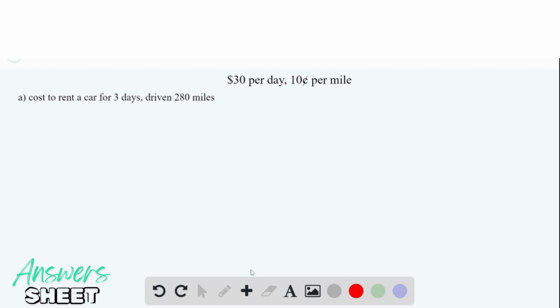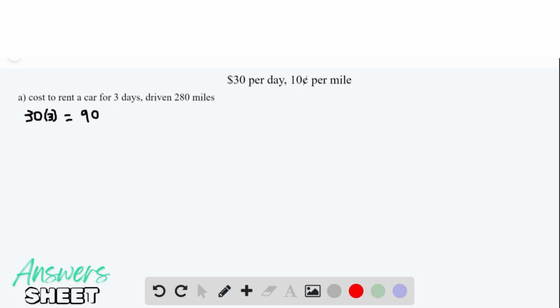So first we're going to start with finding the cost of the days alone. So we know that it's going to be $30 for each day times our total of 3 days. We can do this because we know 1 day is $30. So 2 days will be 30 times 2, 3 days will be 30 times 3, and so on. So the day rental is going to be a total of $90.